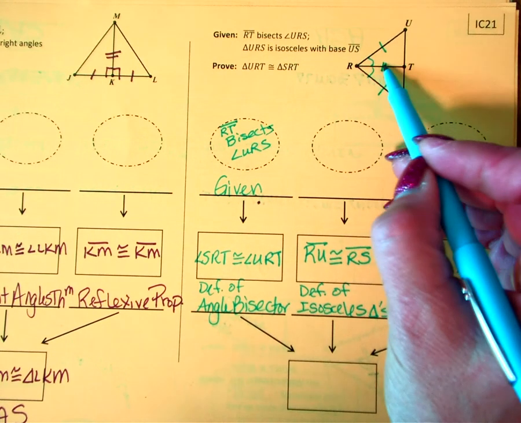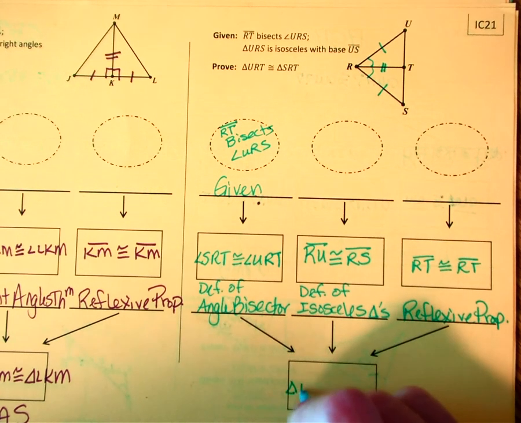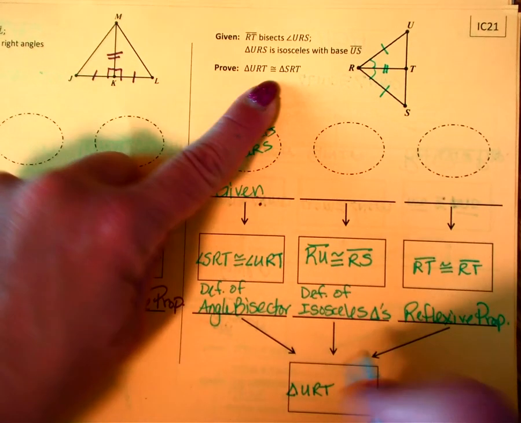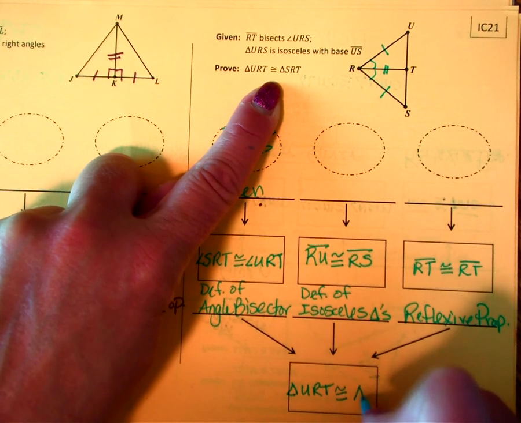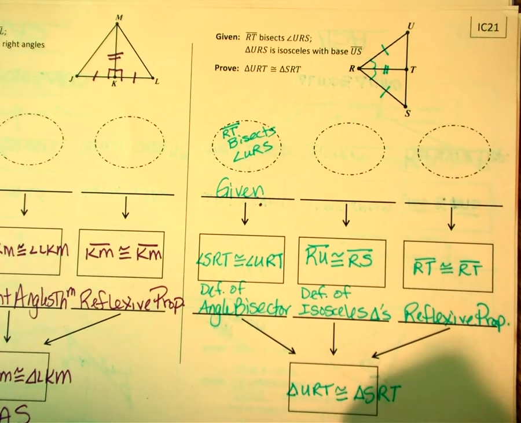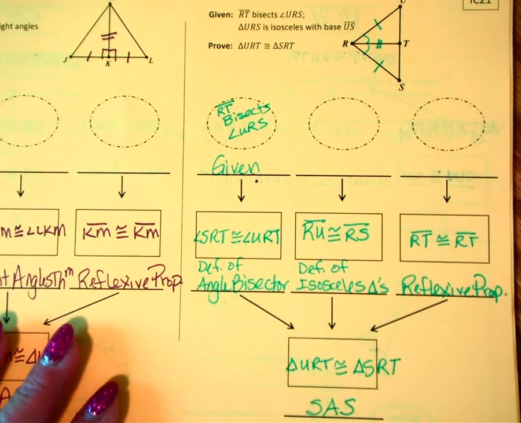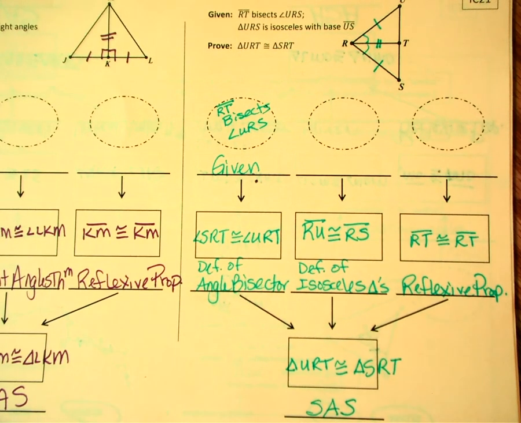Okay, so I have now three parts: side, angle, side, side, angle, side. So I can say that triangle URT, as the proof has, is congruent to triangle SRT, with the criteria being met for side, angle, side. And that is our last example for in class. That means you can now go ahead and complete homework 21.